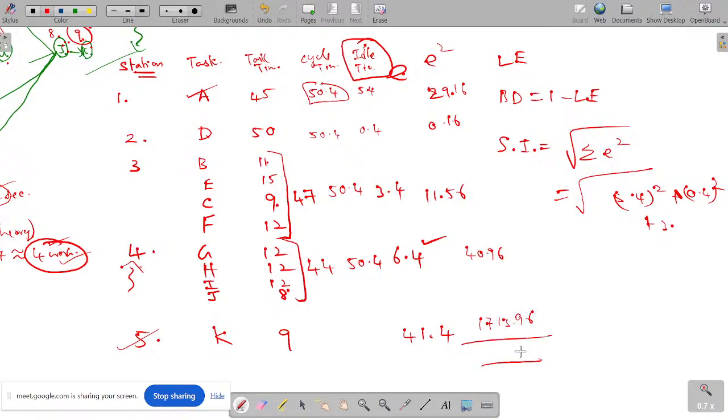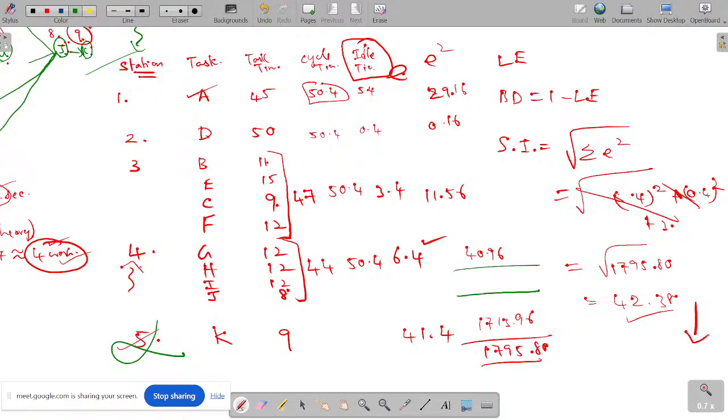Add it together, getting 1795.80. Okay, so this is the value root of 1795.80, which is 42.38. The 42% index, ideal index, means your ultimate aim has to be to reduce this. If I remove this workstation, what would be the idle time? See, it's drastically reduced, right? Because of one extra workstation included, my smoothness index is above 40%, somewhat equal to 50%. Ideal. Okay.